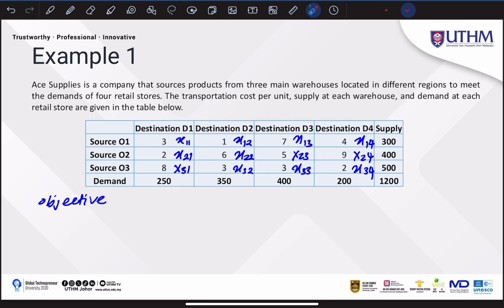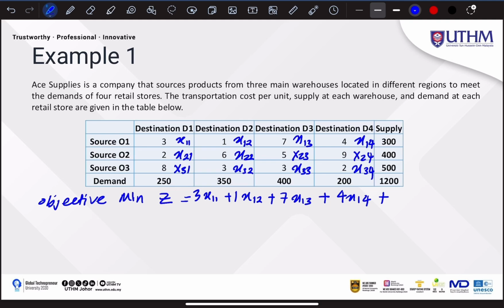It means that if your units here is 1, then 3 times 1. If your answer here is 2, then 3 times 2. So the objective is to minimize the cost. Minimize the cost of, let's say, the function of z. So we have to list out all of the costs: 3 times x11 plus 1 times x12 plus 7 x13 plus 4 x14.